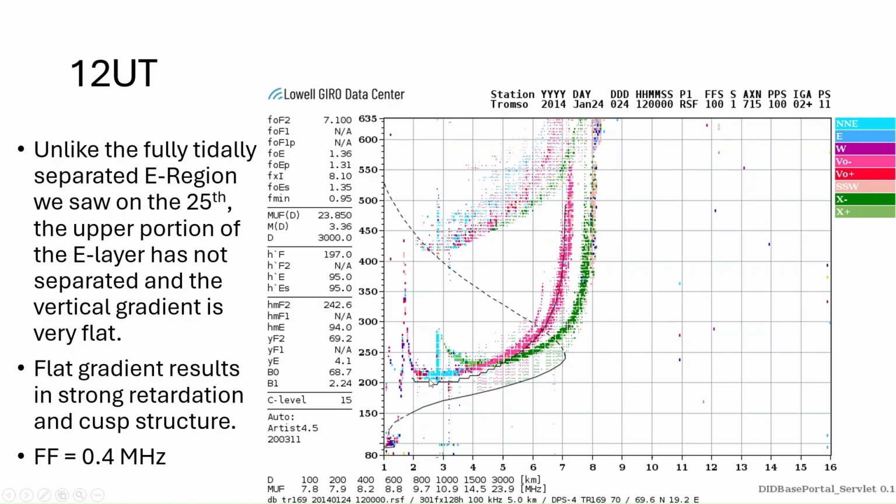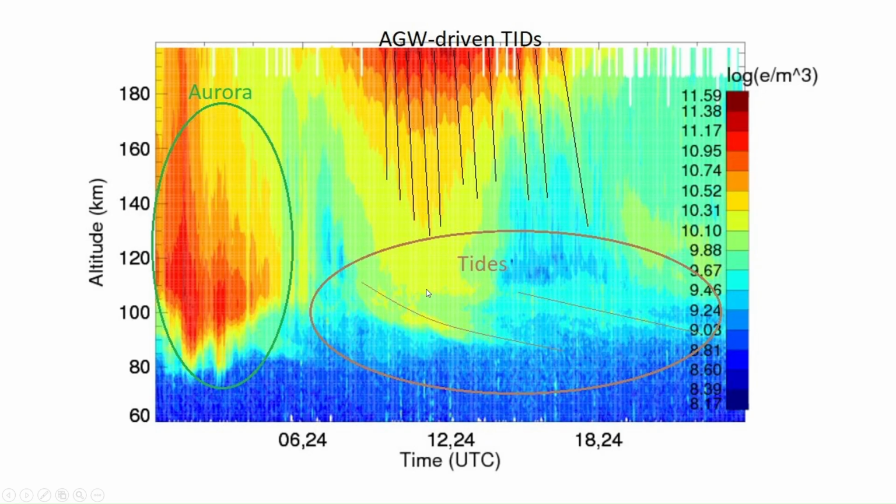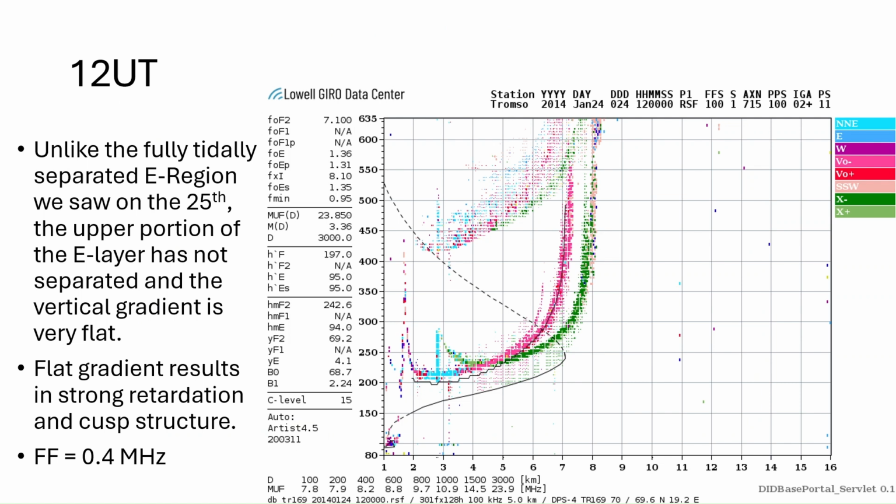And it's very extended because the gradient in electron density in this region is very, very shallow. The ionosphere is practically flat. And so we're getting a lot of group delay as the signal is propagating very close to the plasma frequency for a long period of time. And so that's creating that exaggerated cusp. And then this trace is again pretty easily scalable.